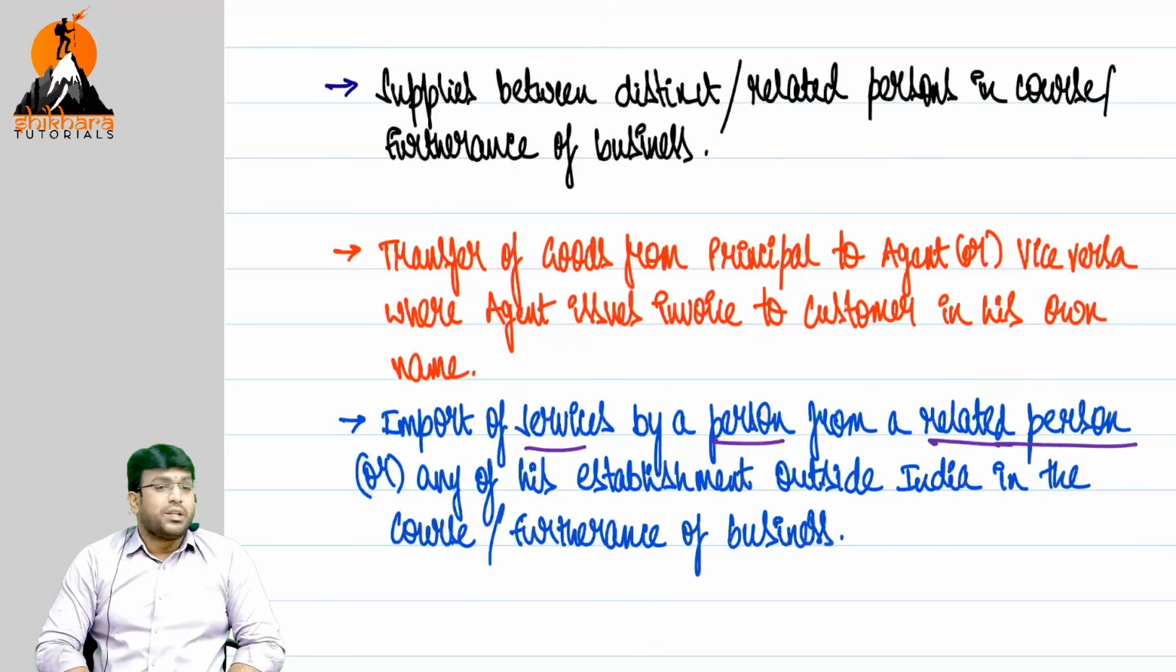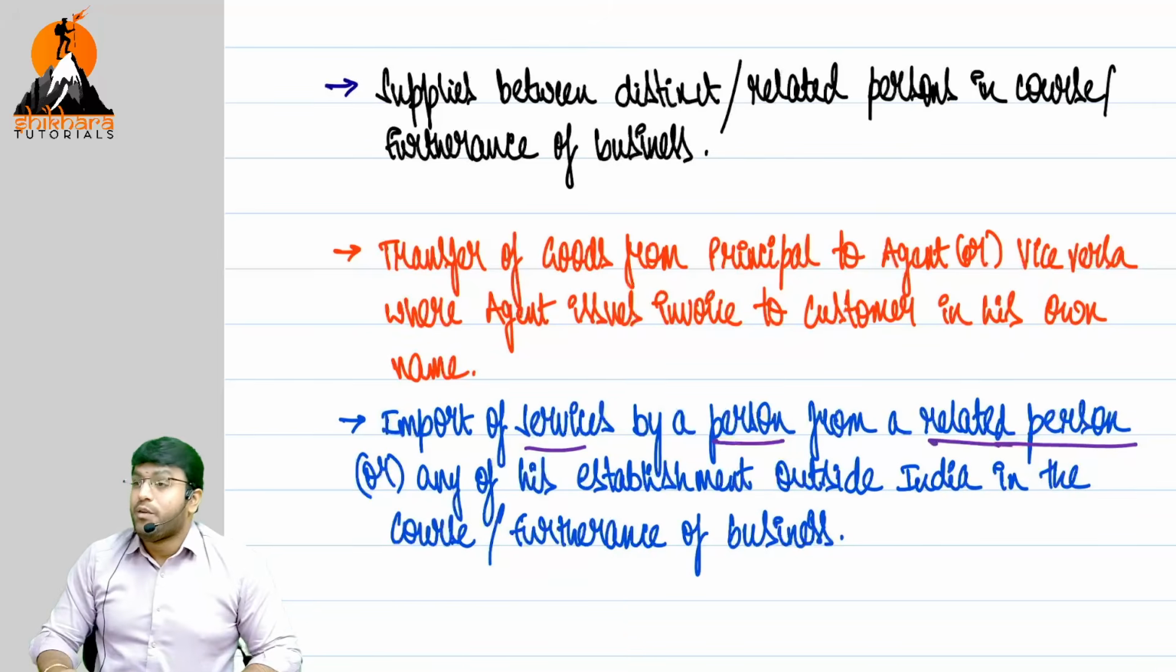Done. What is the last point? Import of services by a person from a related person or from any of his establishments outside India in the course or furtherance of business. That's the story for 7.1c.